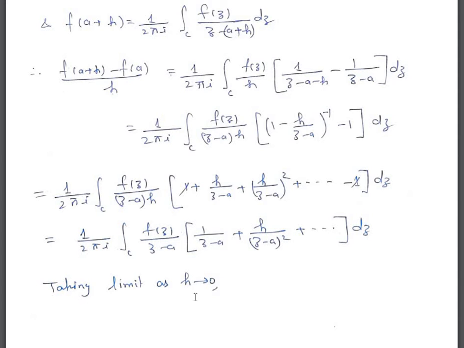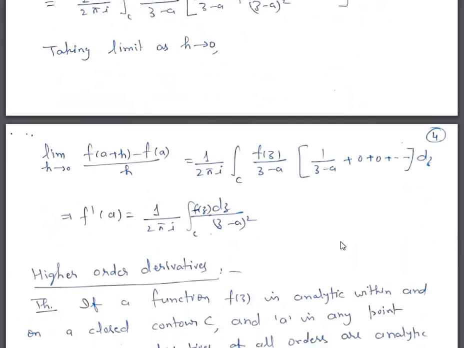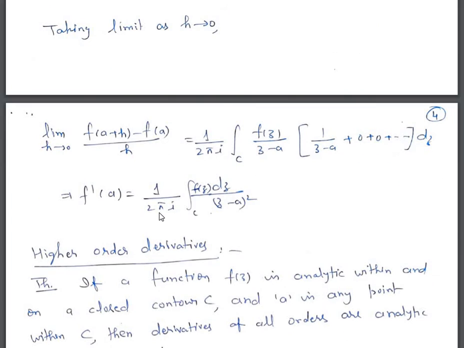Now when we take the limit h tending to 0, then this term will become 0, the next term and all the terms will become 0. So we have limit h tending to 0 of f at a plus h minus f(a) upon h is equal to 1 upon 2 pi i integral over C f(z) upon z minus a multiplied by 1 upon z minus a and then all the other terms 0 dz. So therefore f dash a is equal to 1 upon 2 pi i integral over C f(z) dz upon z minus a whole square.